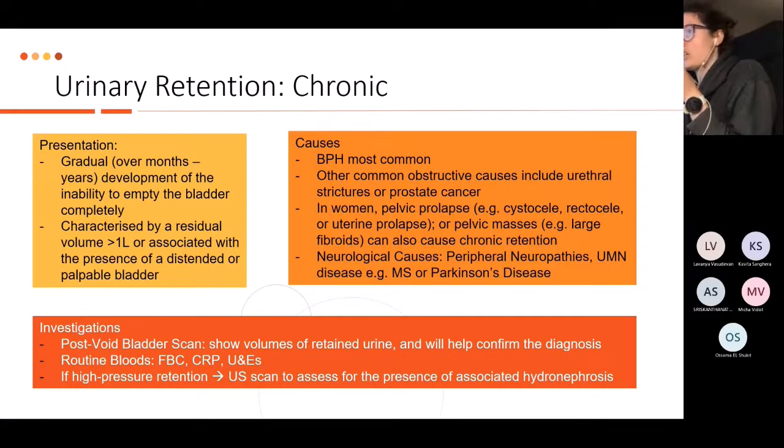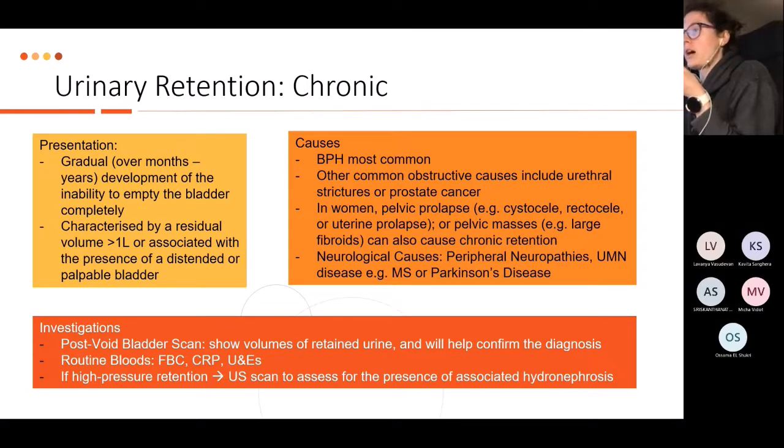For chronic, it's gradual, typically painless, and essentially it's a kind of failure of bladder emptying. So every time you fill your bladder, you empty it, but you don't get it all out. And so slowly over time, that volume increases, and the signals for that person to say you need to empty your bladder go away. BPH is also a common reason, but you've also got the neurological causes here as well.